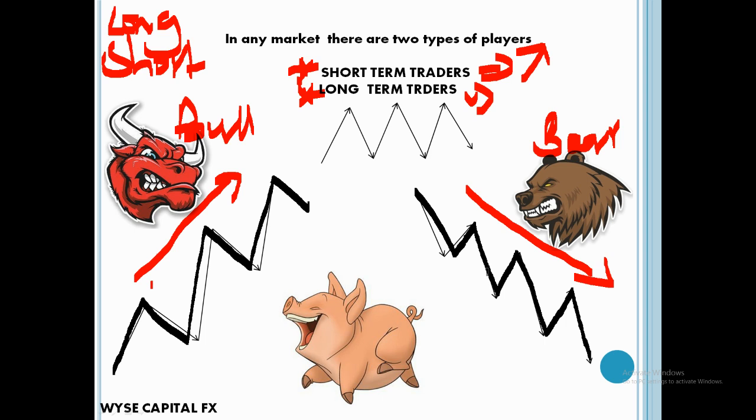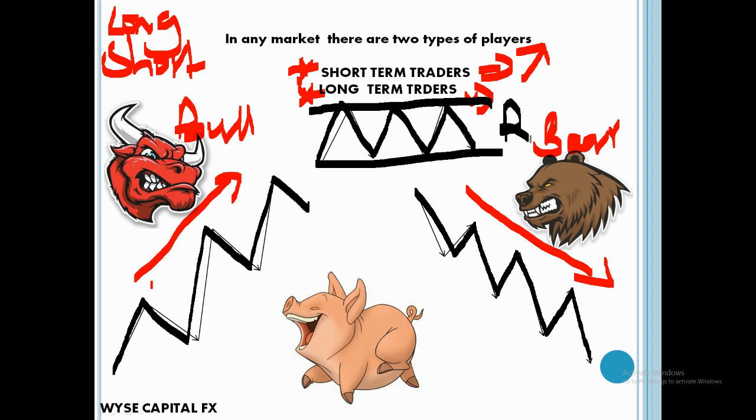Now when both bulls and bears are equal in strength, price will tend to be moving sideways. Price will consolidate. It will be doing a sideways move, or this is what we call a range market. So price can only do one of the three things at any particular time. So that is how the long term and the short traders behave.